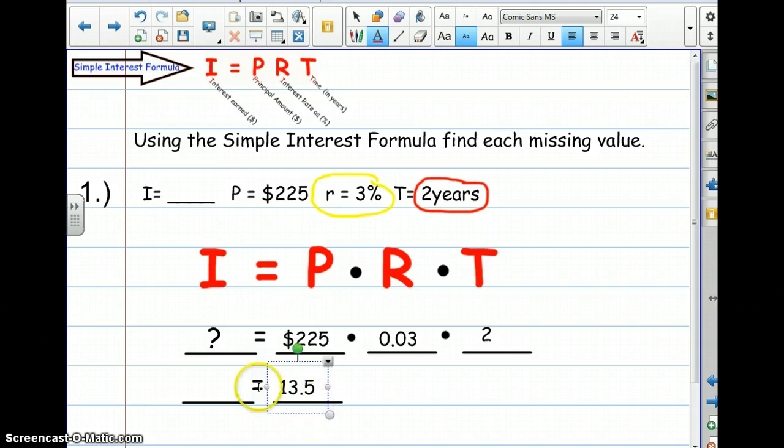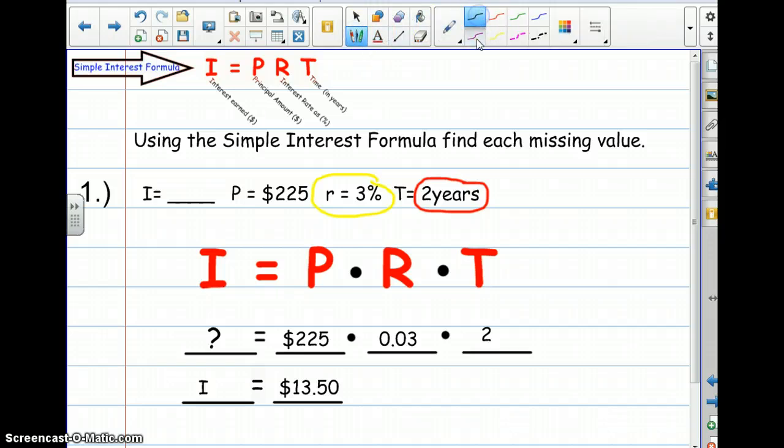But since we're finding the amount of interest, and we know that this is money, we'll go ahead and put an I here. We know that it's a dollar amount, it's not a rate or anything like that. We don't see money written as 13.5. We see it written as $13.50.